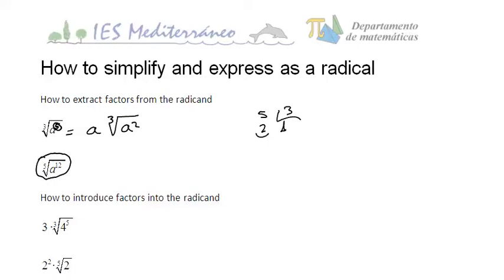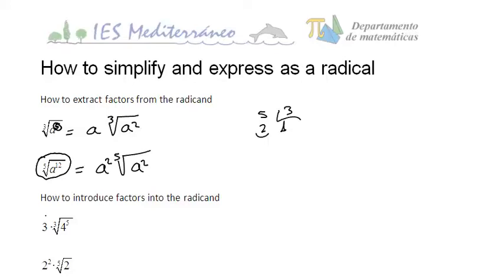This one is working time for you, so stop the video and try to do it. Did you do it? Alright, let's try. How many groups of 5 have you got? You've got 2. Alright, so you've got a squared, and this is the 5th root of a squared.